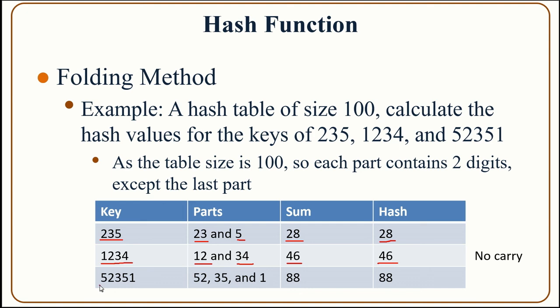The last key value is 52,351. So we divide this into three parts, 52, 35, and 1. The sum of those is 88. There is no carry. And eventually we have 88 as the hash value as well.